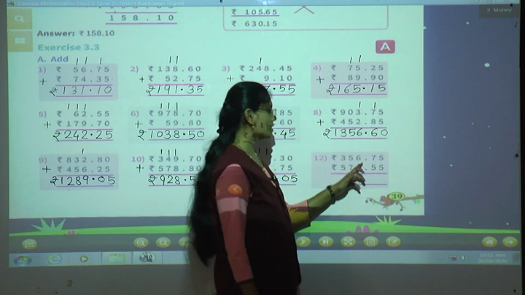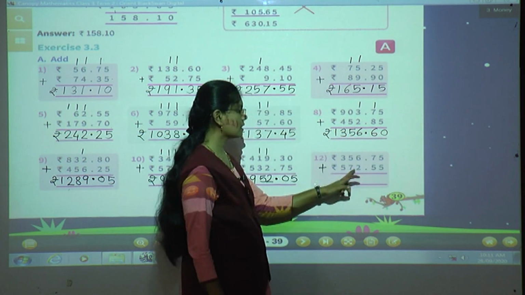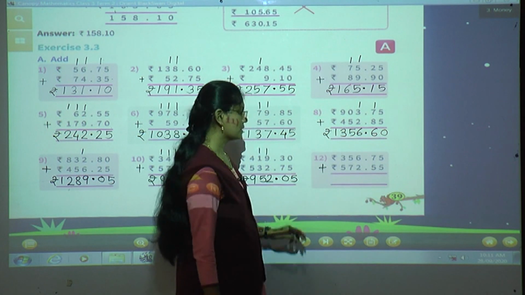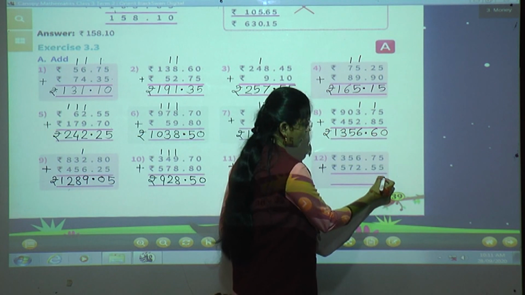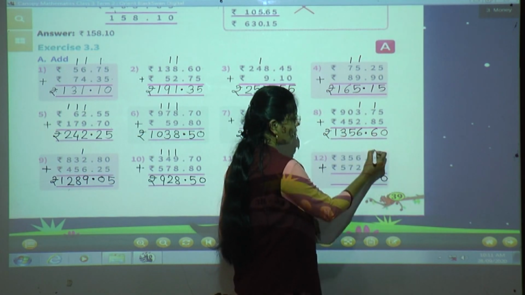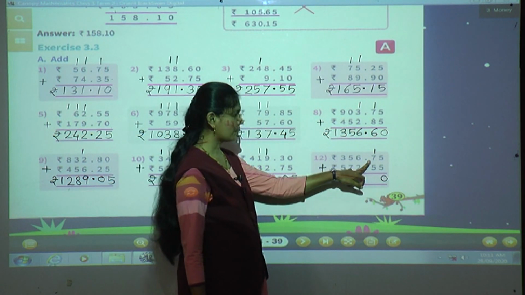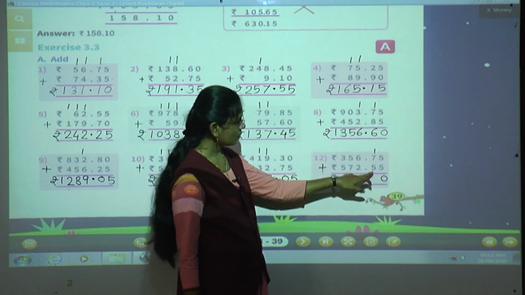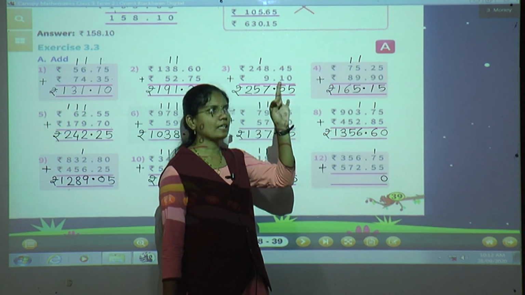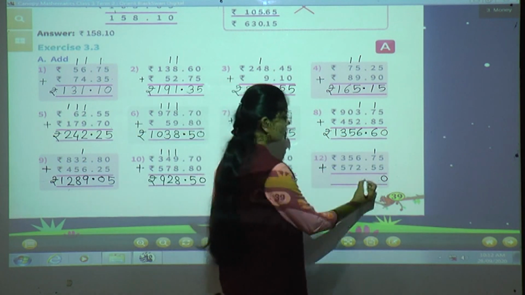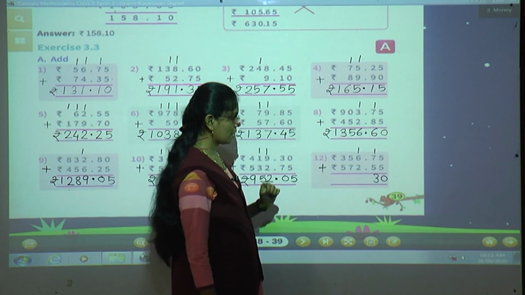Rupees 356 and 75 paise plus rupees 572 and 55 paise. Start from the paise. Here 5 is there, here 5 is there. So 5 plus 5, 10. So write here 0 and 1 as a carry to the next place. Then 1 plus 7, 8. 8 plus 5. After 8, count your 5 fingers. 9, 10, 11, 12, 13. So write here 3 and give a carry to the next place.